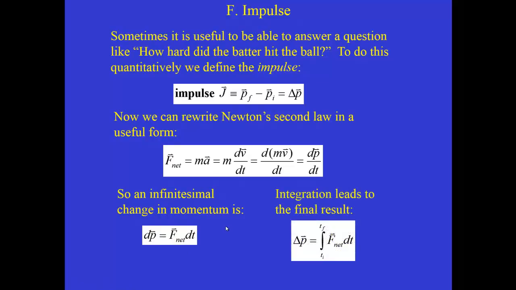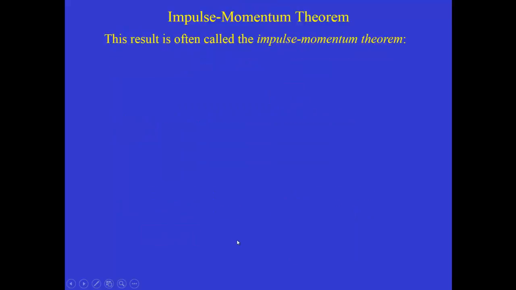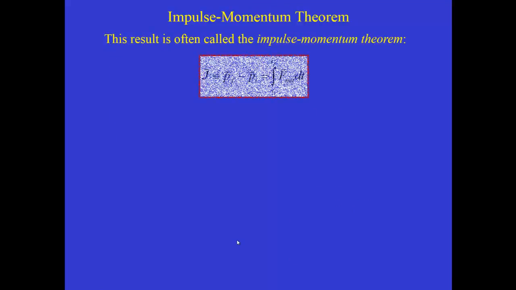So integrating this quantity from an initial time to a final time gives me p final minus p initial, which is just delta p, as the integral of the net force dt from t initial to t final. So this result is often written in terms of J, and people call it the impulse momentum theorem. So we defined J to be the change in momentum, and now we see how that is related to the influence of a net force acting on an object over a certain amount of time.